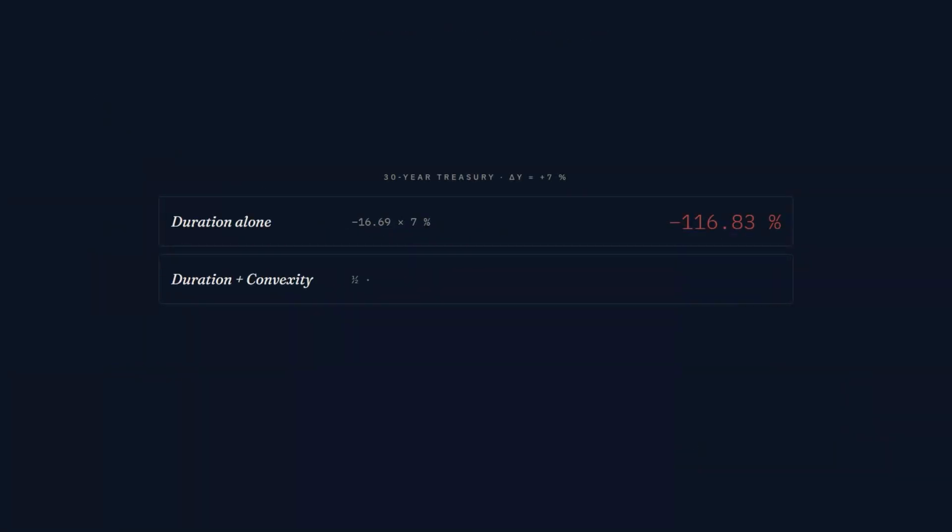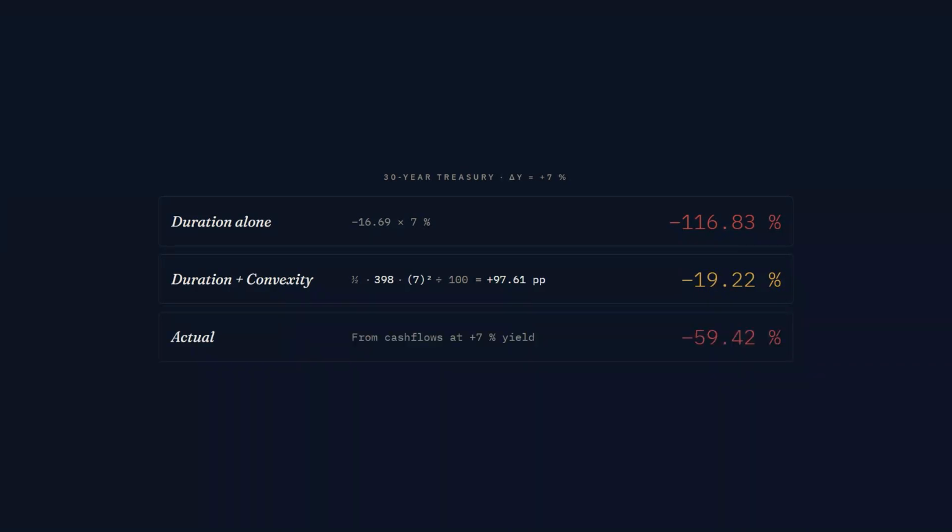Plug it into the second term, 1/2 times 398 times 7 squared, divided by 100 to put it in percentage units. Convexity adds back 98 percentage points to duration's prediction. Together, duration plus convexity now says the loss should be about minus 19%, which is at least a number that lives in reality, rather than the impossible minus 117 we started with.